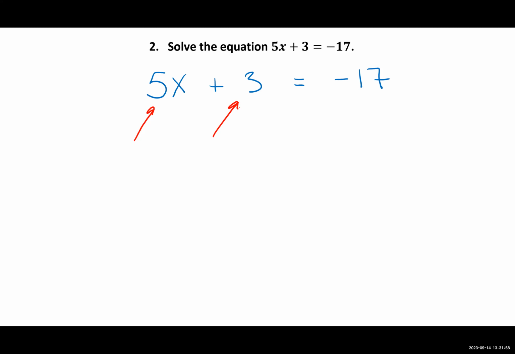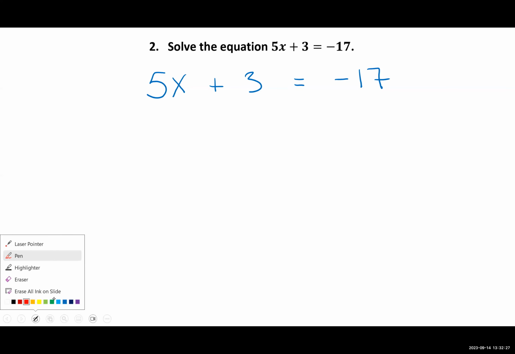So to eliminate a plus 3, we would subtract 3. To eliminate a times 5, we would divide by 5. Now, you could do it in any order. Right? We could deal with the 5 first or the 3 first, but one path is going to be a little bit easier than the other. When I say easier, I'm thinking in terms of fractions. You don't want to bring fractions into a problem that doesn't have fractions.